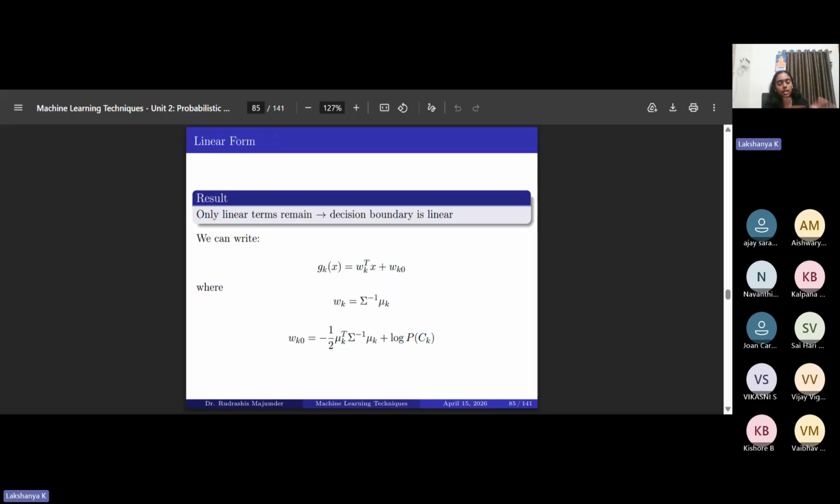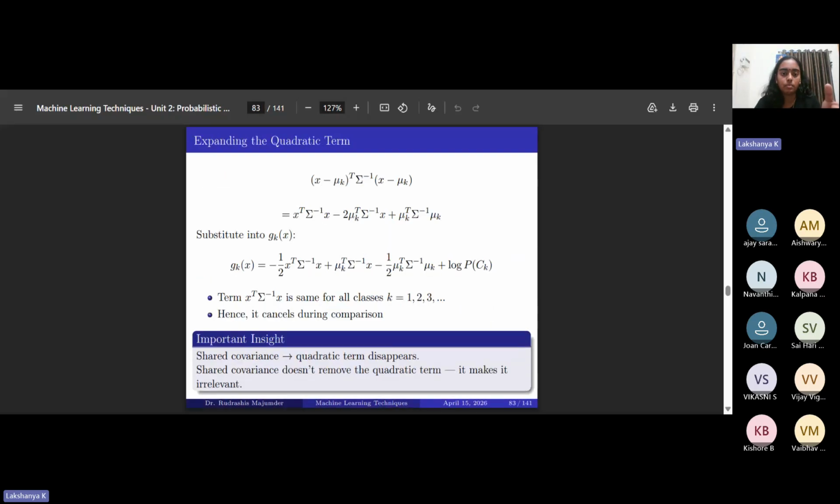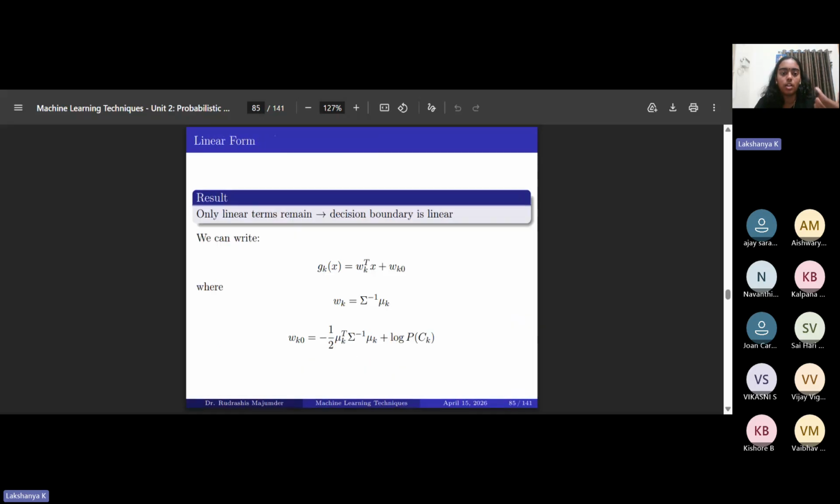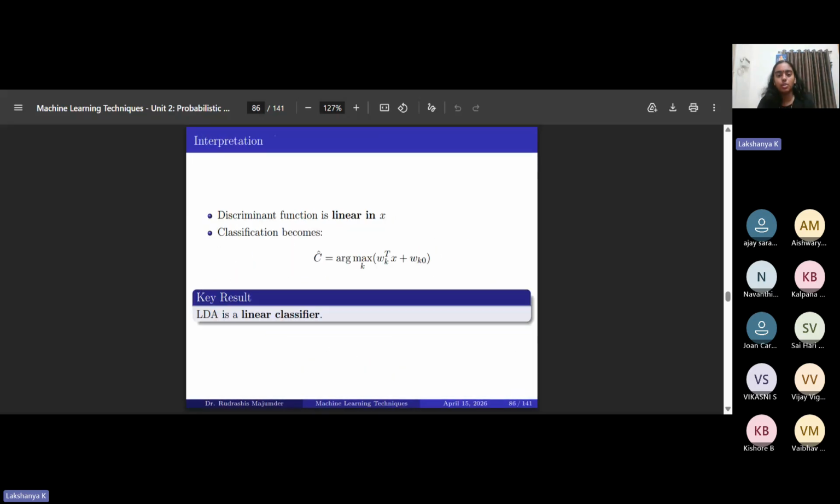So the derivation, there's nothing very mathematical about it. Once you understand what GK is and once you know the expression for the Gaussian distribution's PDF, it is just a matter of substituting, multiplying, expanding, cancelling out, which is why I am not going into it in much detail. You can sit down with pen and paper, work it out. And if you have any questions, please feel free to reach me.